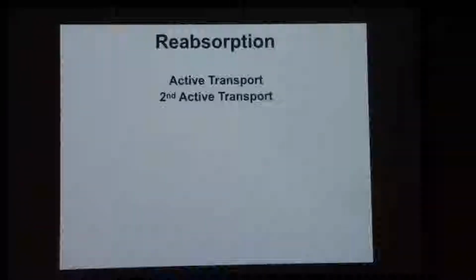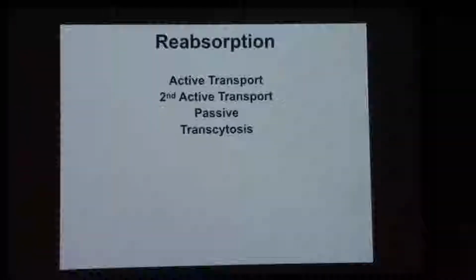All right. Also with reabsorption, there is passive transport. Things can just take advantage of gradients that are there, and they can diffuse, for instance. And there's transcytosis. We talked about this a long time ago. Transcytosis would be endocytosis followed by exocytosis.